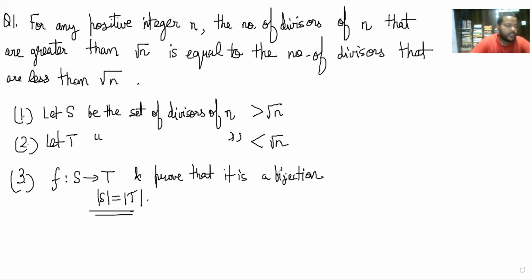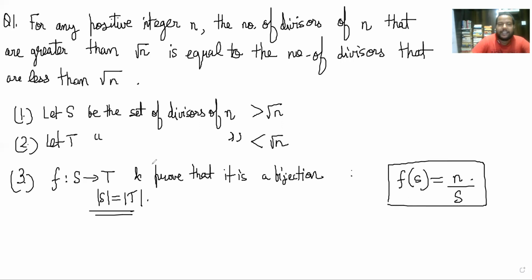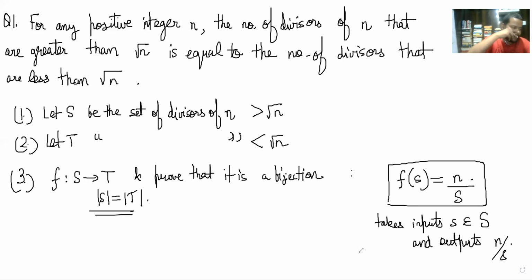So what we will do here is we'll construct a function. Let's say f(s) is equal to n/s. This function takes inputs s belonging to the set S and outputs n/s, right? Correct. So now how to prove that it is a bijection?